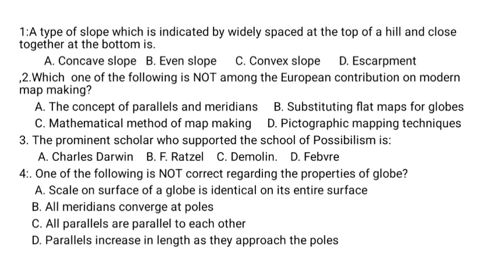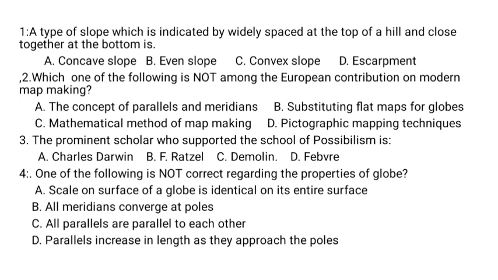Question number 4. One of the following is not correct regarding the properties of globe. A. The scale on surface of a globe is identical on its entire surface. B. All meridians converge at poles. C. All parallels are parallel to each other. D. Parallels increase in length as they approach the poles.